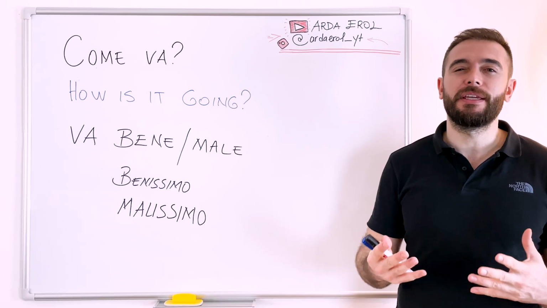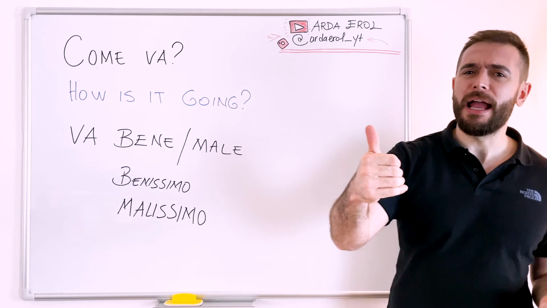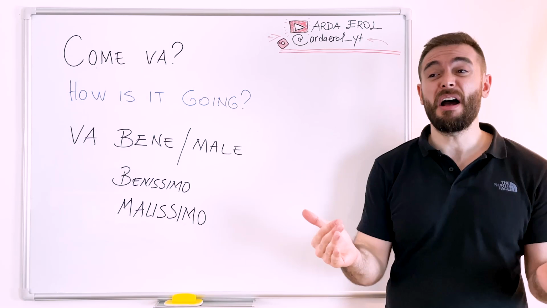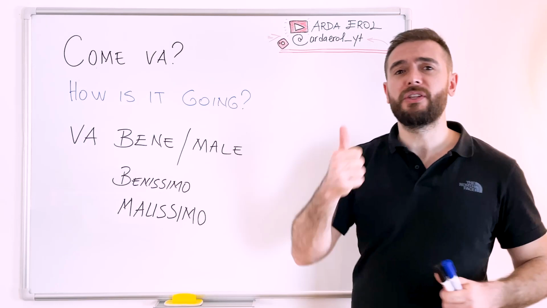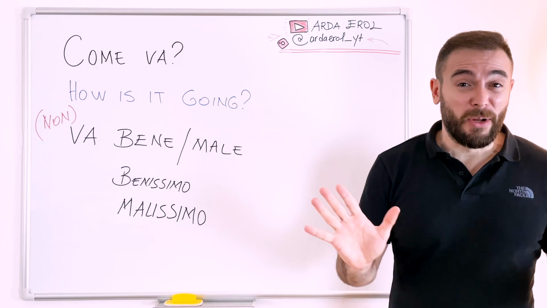There is another way of asking how the person is doing. Come va? That means, how is it going? And the answer is, va bene. It's going pretty well. Or va male, it's not going well. Okay, same thing. Va bene, it's going well. Non va bene, it's not going well. Come va? Va benissimo. Or va malissimo, it's not going well at all. Amici miei, va malissimo.